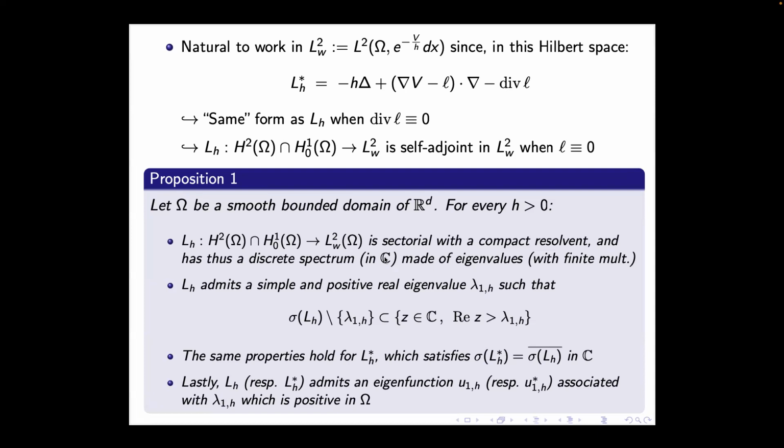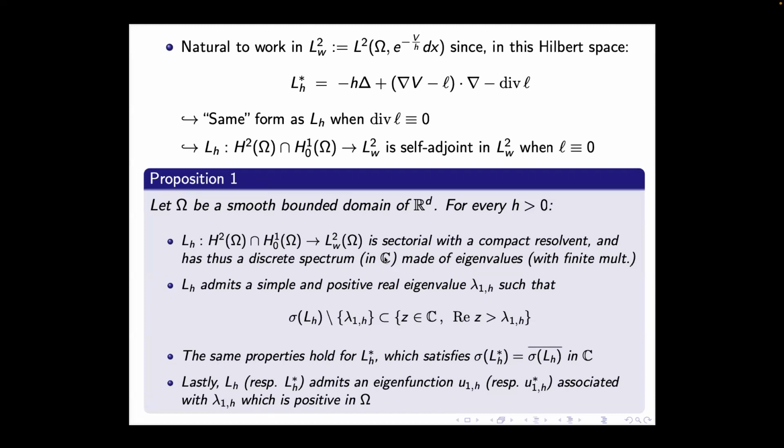It's the following. We assume that Ω is a smooth bounded domain of R^d. Then for every positive h, the operator L_h on H² intersected with H¹₀, with values in the weighted H², is a sectorial operator with compact resolvent, which means that the spectrum is discrete and made of eigenvalues with finite multiplicity, and that its spectrum lives in a cone.